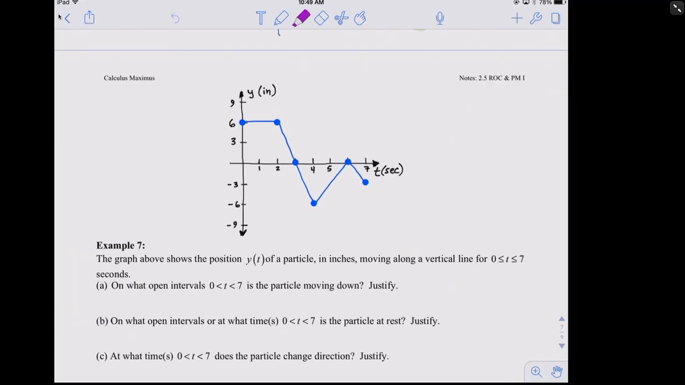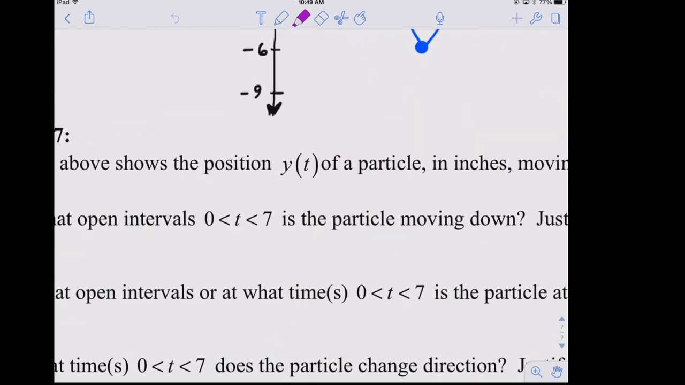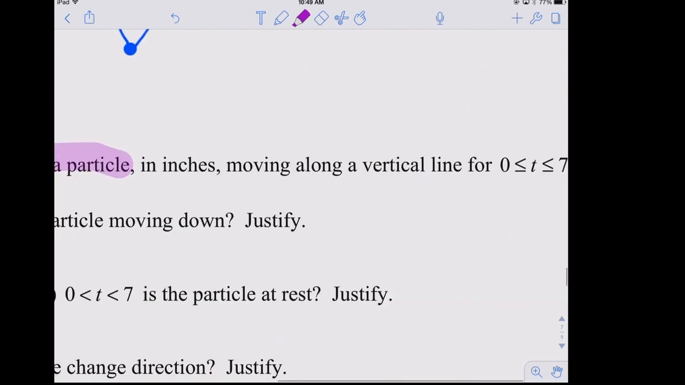2.5, Example 7. It says the graph above shows the position y of t of a particle in inches. Now, if the position equation is y of t, the particle will probably be moving horizontally or vertically? Maybe vertically, hopefully. Not necessarily. You could define the position to be any variable you want. But in this one, we're moving along a vertical line.